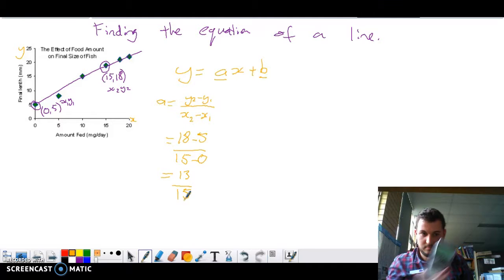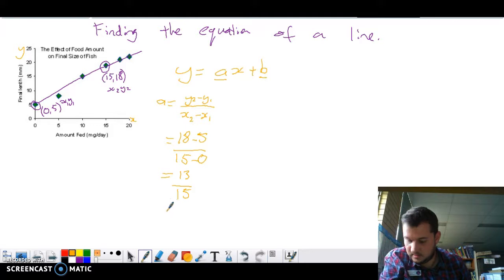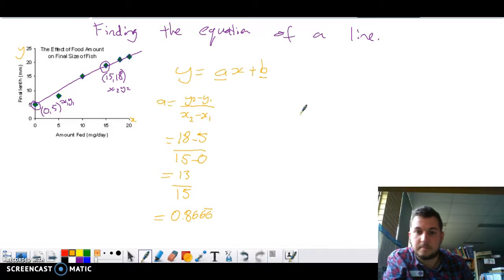Calculator. 13 divided by 15 is 0.866666666 forever. You could keep it as 13 over 15 as a fraction, that's more exact, but I'm going to do this because we always like decimals, and do a recurring dot. Now that's your a.